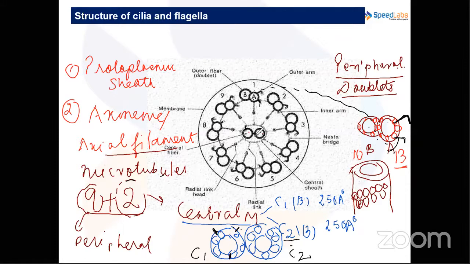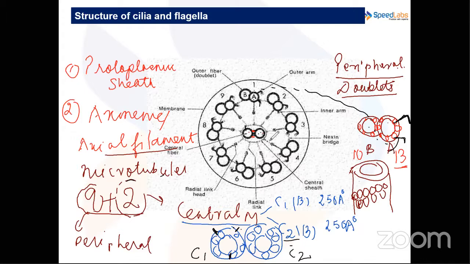Now, they have not shown the connection, but yes, there are cross bridges in between. And the peripheral and the central microtubules are made up of dynein protein.